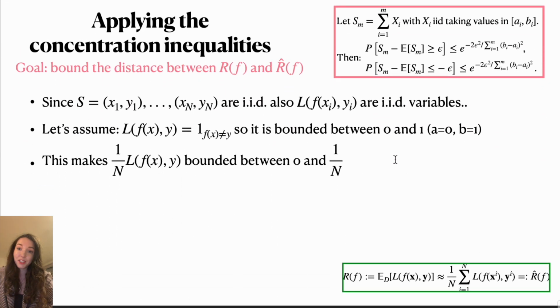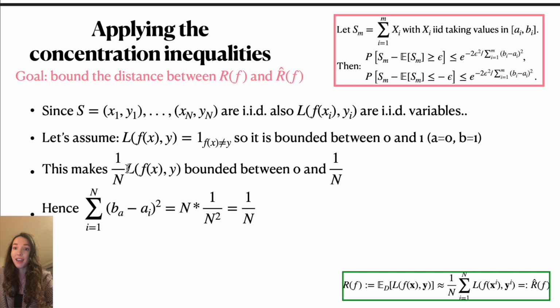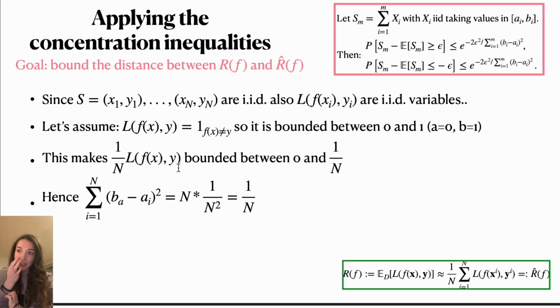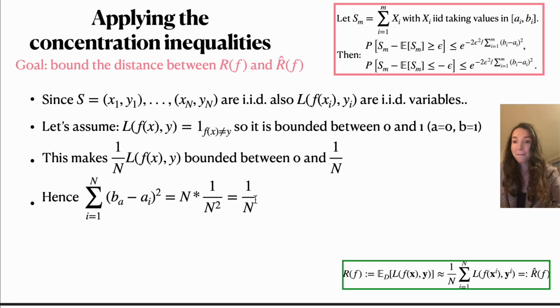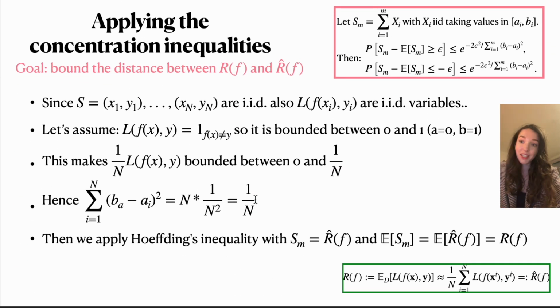All right, so this makes 1 over n times this loss function bounded between 0 and 1 divided by n. And hence, if we look at what was in Hoeffding's inequality on the right-hand side, we get that this summation of the different ranges squared becomes n times 1 over n squared. These are our b minus a squared, which essentially becomes 1 divided by n. And then we're almost there. We can directly apply Hoeffding's inequality to Sm being our empirical risk and the expected value of Sm being then our true risk.